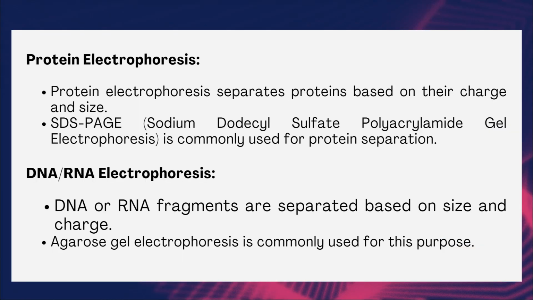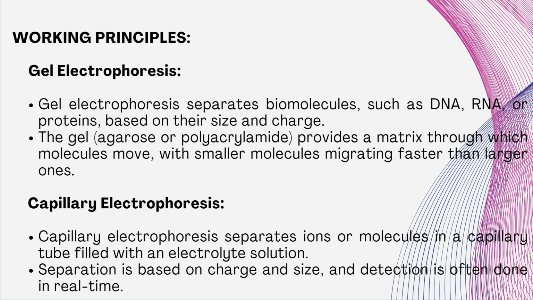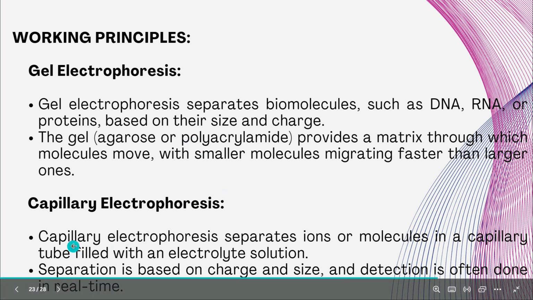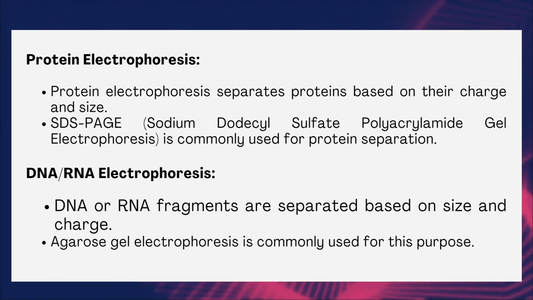Apart from this, we have different types of electrophoresis. Capillary electrophoresis: in capillary electrophoresis, separation of ions or molecules takes place in a capillary tube filled with electrolyte solution. And we have protein electrophoresis. Here we use SDS-PAGE for separation of protein, and this SDS-PAGE separation also results in identification of protein molecular weight, and also we can purify a desired protein using this technique.